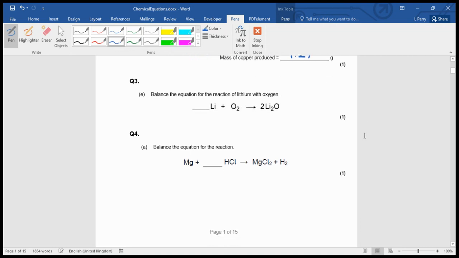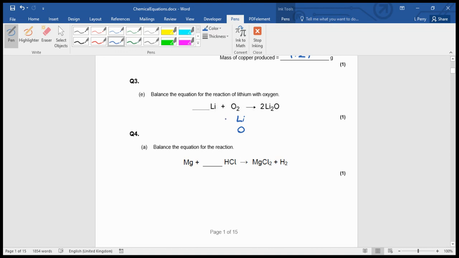Now the next question asks me to balance the equation. What that means is I need to make sure there's the same number of each atom on both sides. Now the easiest, some people might be able to see straight away what needs to be done. I'm not one of those people, so I'm going to list what I've got. I've got Li and I've got O. And then I'm going to separate the left-hand side and the right-hand side.